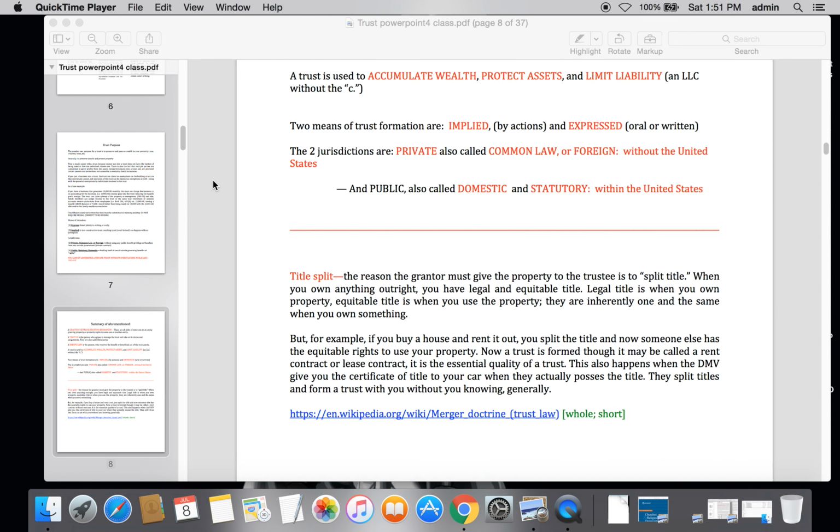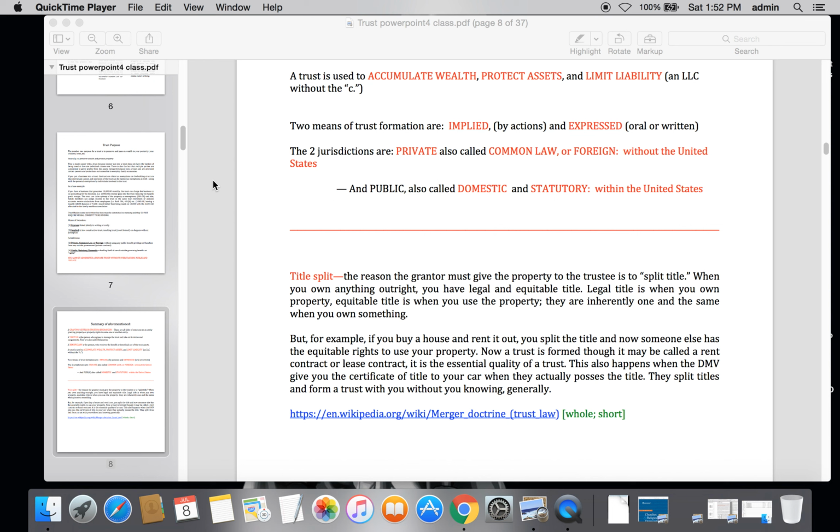Title split. The reason the grantor must give the property to the trustee is to split title. When you own anything outright, you have legal and equitable title. You don't have a trust. So anything you own that doesn't belong to anyone else, or no one else has a claim to it, you have the legal and equitable title. You're the owner.